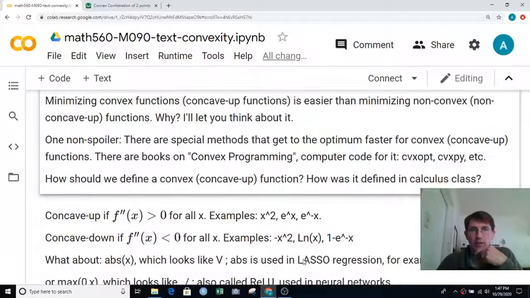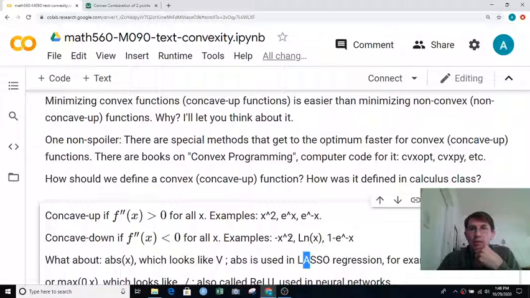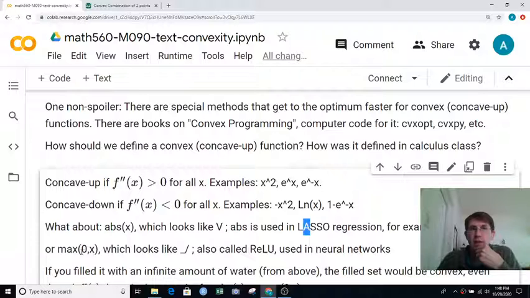And let's think about definitions some more. What about absolute value? That looks like a v. Would you call that concave up? And you might say, oh, absolute value is just something that mathematicians use to torture people. It's not used in real life, but it is actually used in applied math in lasso regression, for example. The A stands for absolute. Or the function max of 0, x, which is a flat line along the x-axis until you get to the origin, and then a 45-degree line. It's also called a rectified linear unit, or ReLU, in neural networks. Would you call that concave up? Would you call that concave down? Got to think about it.